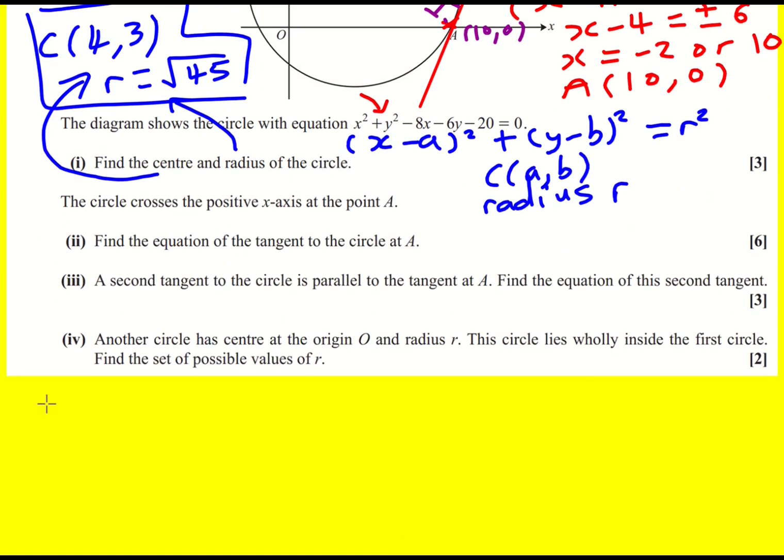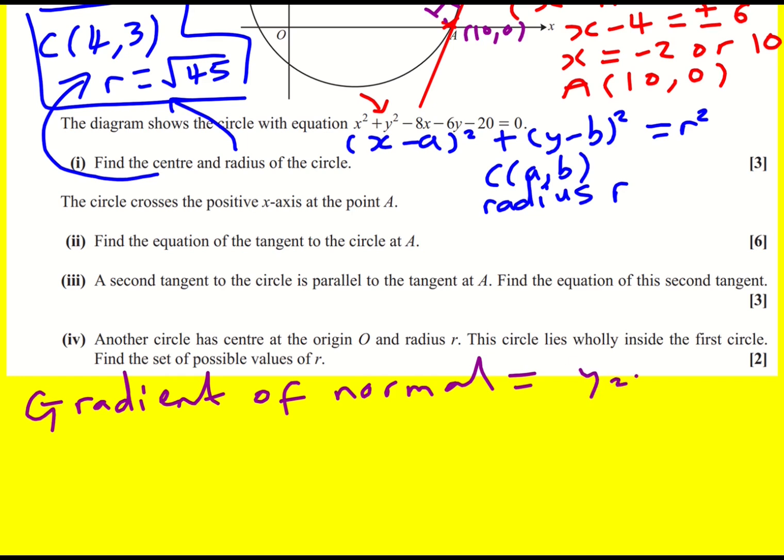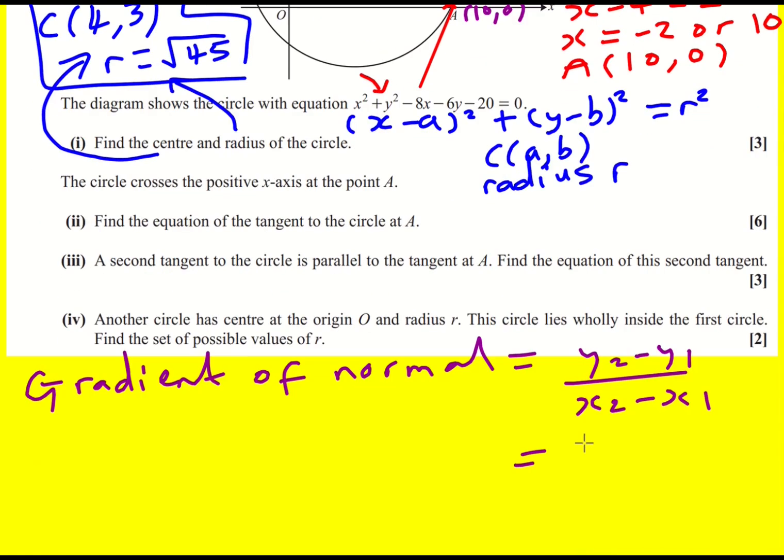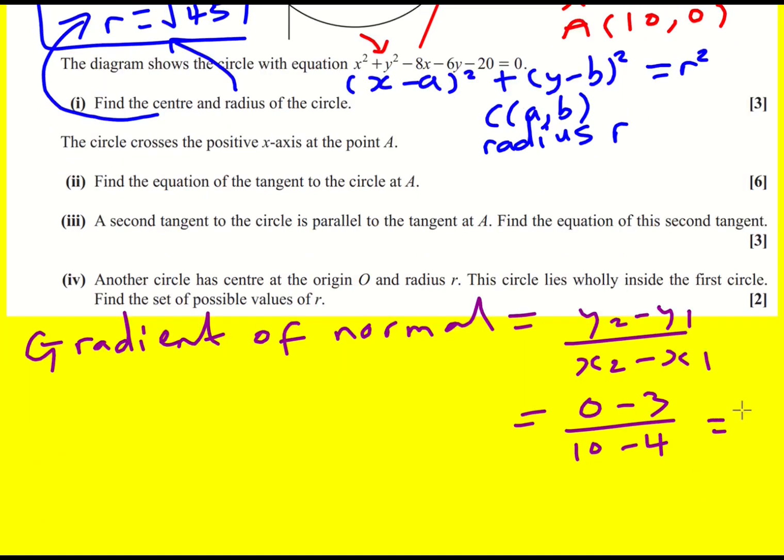I'm going to come down here now. So the gradient of the normal is going to be (y2 - y1) over (x2 - x1). And I'll pick 0 minus 3 over 10 minus 4. That's going to be minus 3 over 6, which is minus a half.